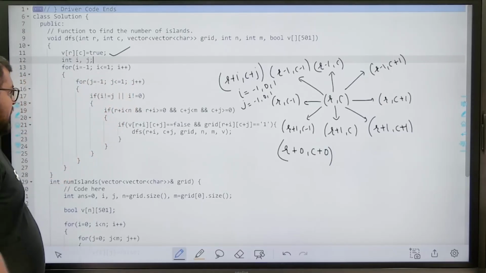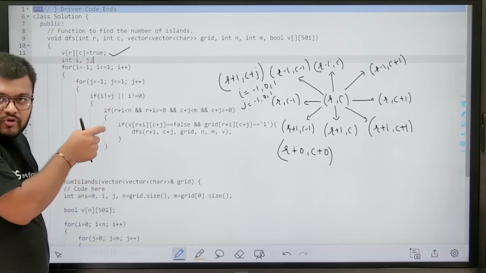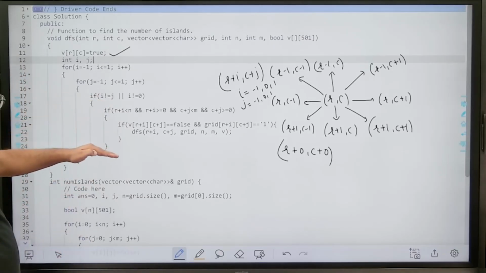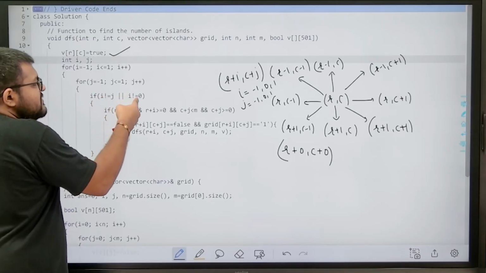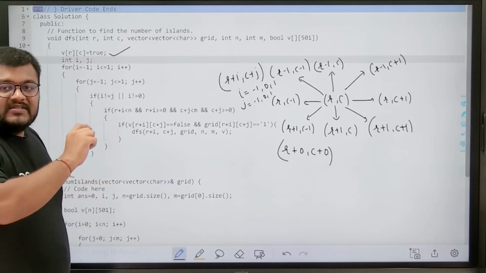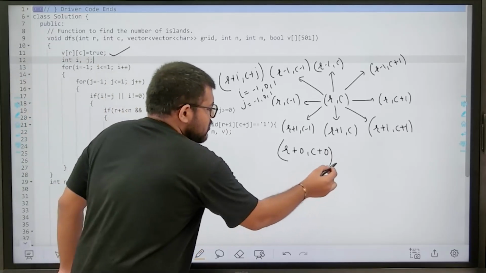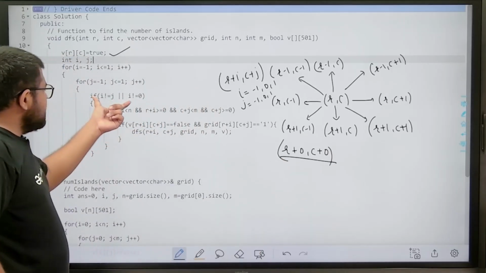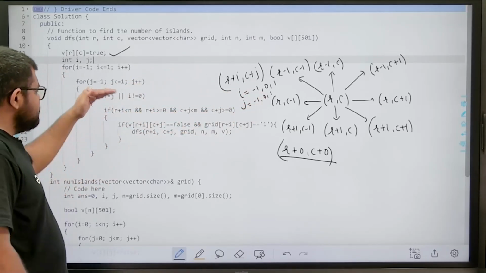So in order to generate those, I have taken I equals -1 to 1 and J equals -1 to 1. Now if I is not equal to 0 and I is not equal to J, right? So this condition will be false when I is equal to J as well as I equal to 0. That means I equals J equals 0. So we do not want this case. Whenever that case is true, we will not go inside. In the remaining 8 cases, we will go inside.